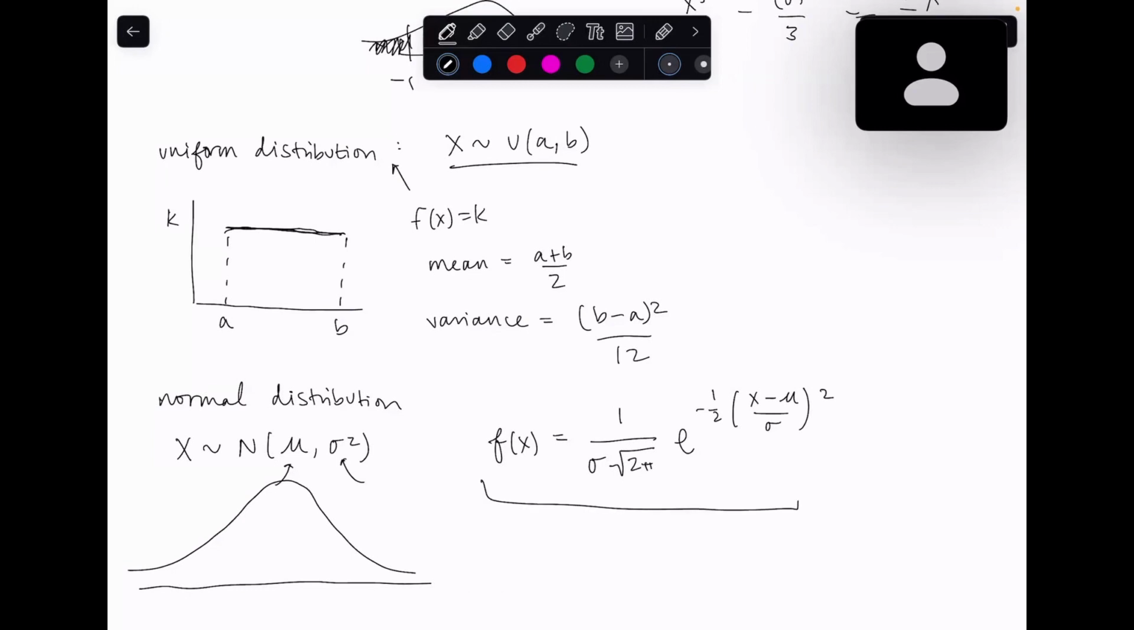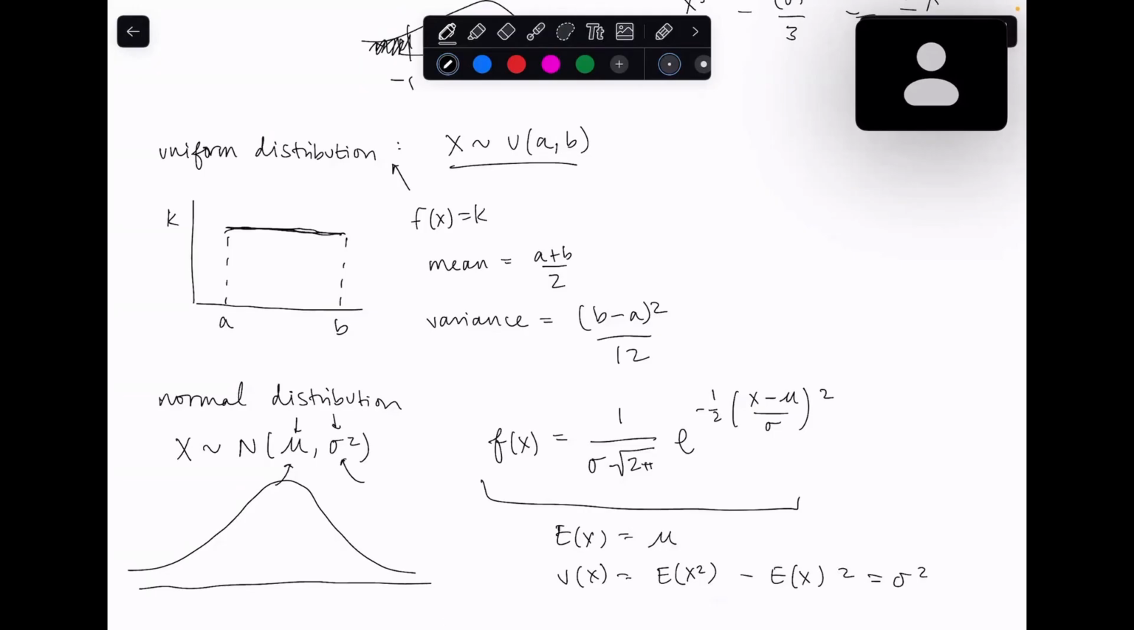This is the PDF for a normal distribution, right? So if you see that, that's what it is. Your mean, or the expected value, is just going to be mu, right? And the variance, which is the expected value of x squared minus the expectation of x squared, is just going to be sigma squared, which we can see here and here, right?